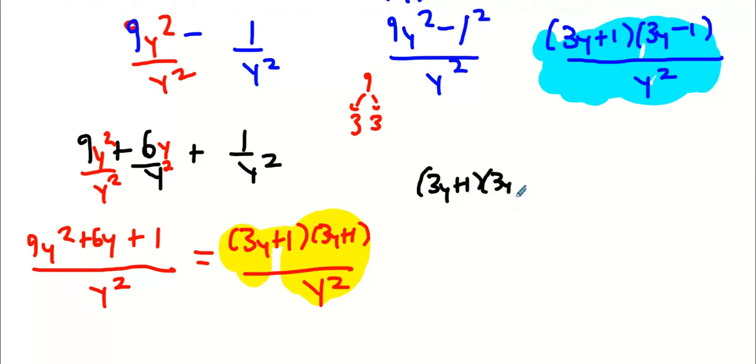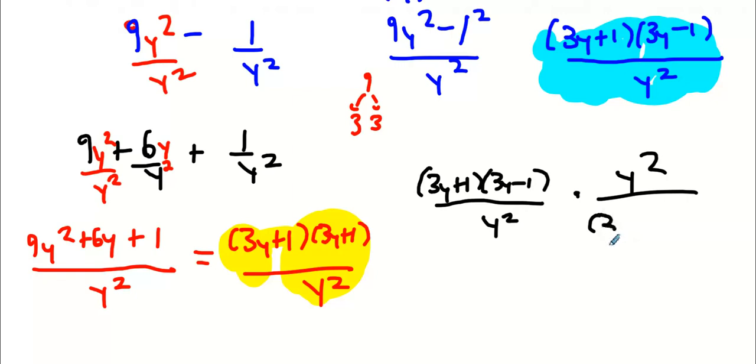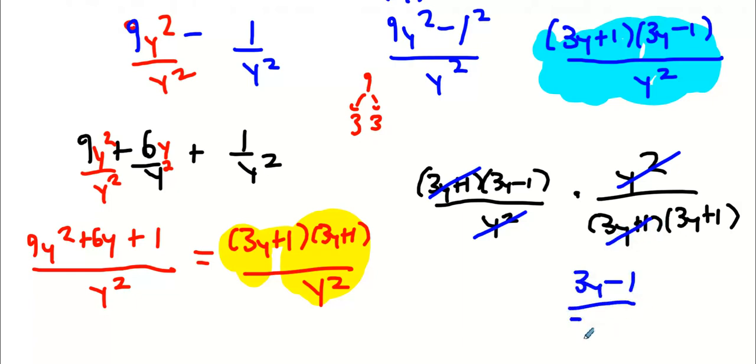So there's the blue part. Here comes the yellow part now. And we're going to see a lot of stuff cancels out. So what are we going to be left with? Y squareds cancel. One of the 3y plus 1s cancel. So we're left with 3y minus 1 on top and 3y plus 1 on the bottom.